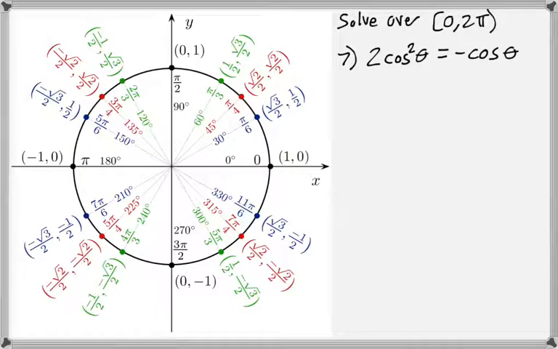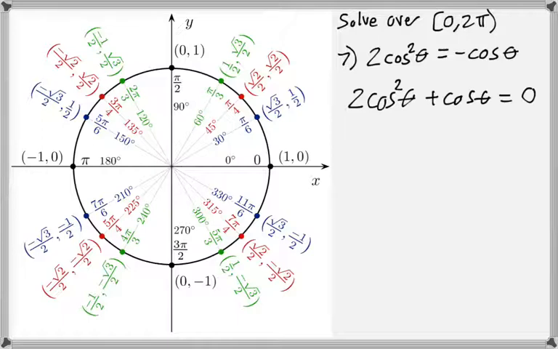On question 7, I'm trying to solve the trig equation, and my first step is to get everything onto one side and 0 on the other. So I want to move that negative cosine of theta that's on the right and move it over to the left. So I want to add cosine of theta to both sides.